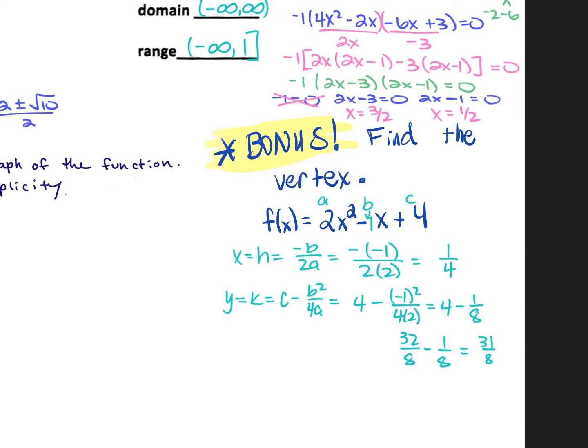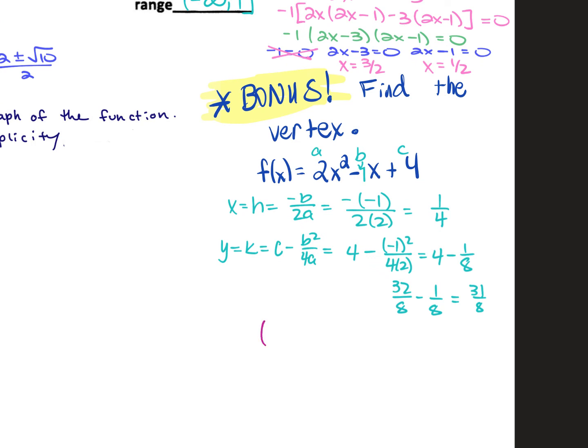So your h and your k give you your vertex. So this is the ordered pair, 1/4, comma 31 over 8. You're just finding the vertex for this one.